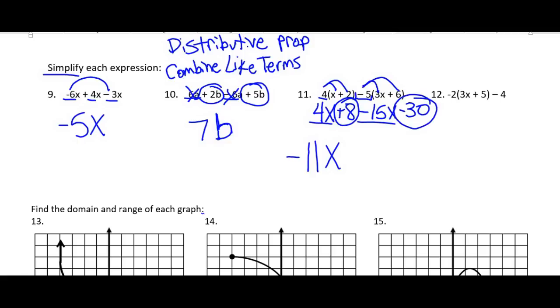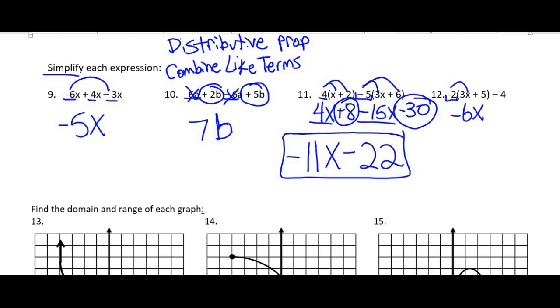Positive 8 minus 30 is minus 22. There's my simplified version. And number 12, another distribution. We have a negative 2 getting distributed. Negative 6x minus 10. And then carry down the minus 4 at the end.